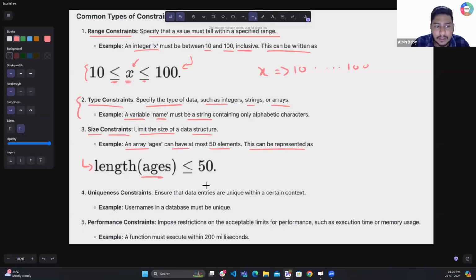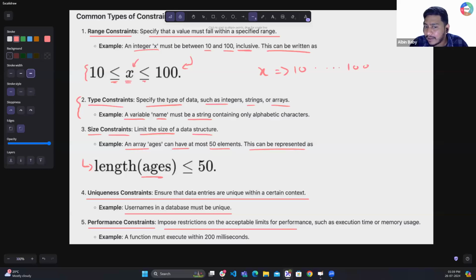Now the next thing is uniqueness constraints. Uniqueness constraints ensure that the data entries are unique within a certain context. So you will be given, for example in the question, that usernames in the database must be unique. The next is performance constraints. They impose restrictions on the acceptable limits for performance, such as execution time or memory usage. Example, a function must execute within 200 milliseconds.